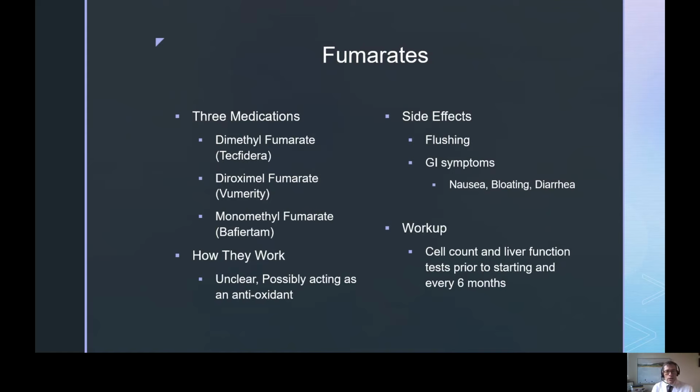This class of medications was initially used for the treatment of psoriasis in Europe and was shown to be effective in patients with multiple sclerosis. It may work as an antioxidant, and it does lower a subset of white cells, which likely provides some additional benefit. Flushing is probably the most common side effect.